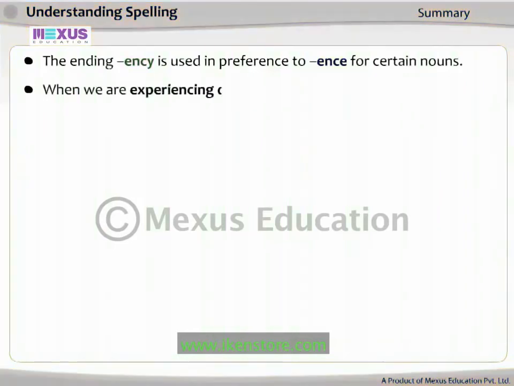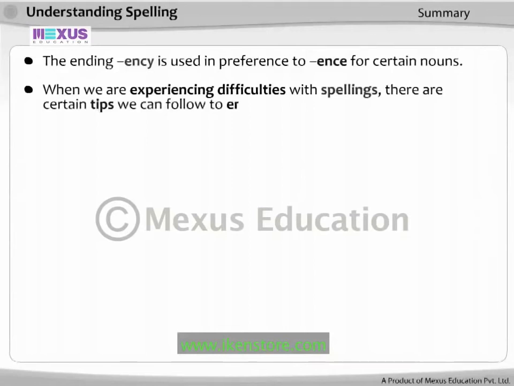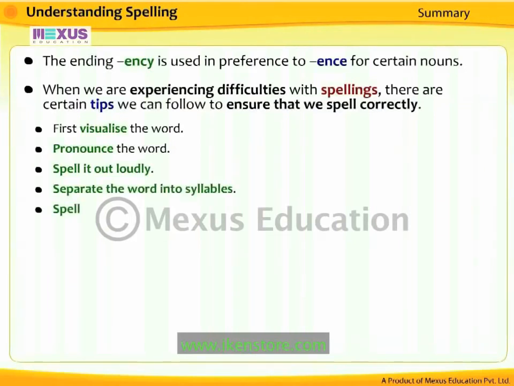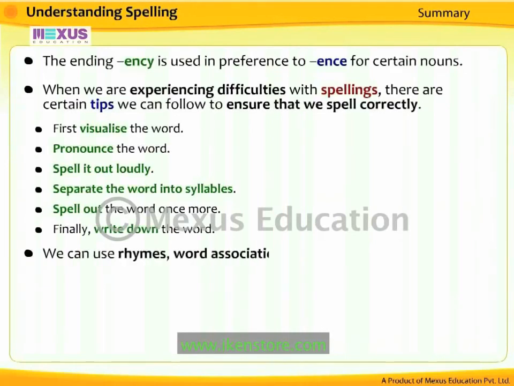When we are experiencing difficulties with spellings, there are certain tips we can follow to ensure that we spell correctly. First, visualize the word. Pronounce the word. Spell it out loudly. Separate the word into syllables. Spell out the word once more. Finally, write down the word. We can use rhymes, word association, visual clues, etc. in order to remember spellings.